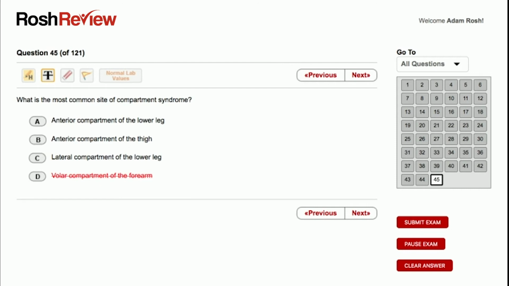So, what you're really thinking about here is if it's going to be the most common, it's probably not going to be a large compartment. Okay. So, I think about the thigh. The thigh is pretty large. The femur runs through it, but there seems to be a lot of area for expansion or edema. So I'm going to cross off anterior compartment of the thigh, answer choice B.